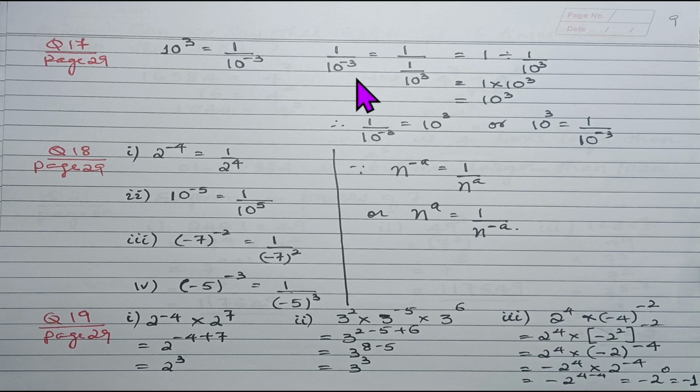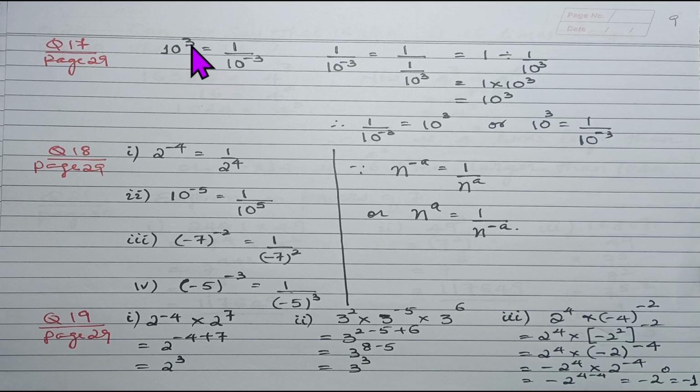So therefore 1 by 10 raised to minus 3 is 10 raised to 3, or also 10 raised to 3 is equal to 1 by 10 raised to minus 3, and that is exactly, therefore this is a correct answer. That is how we can express it.